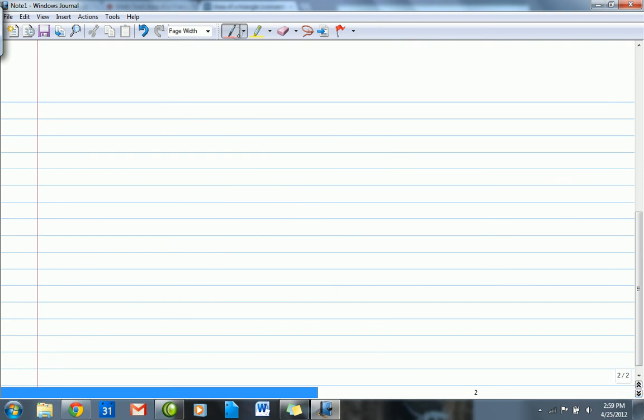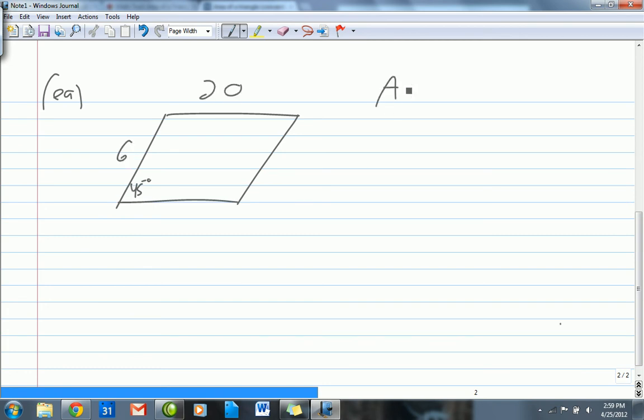So let's look at this particular example. Let's say we got this little parallelogram, and let's make those 45s. Don't really look like it, but let's pretend they are. The sides are 20 and 6. So we're looking for area. The area of a parallelogram is, of course, base times height, but remember this is 20 and that's 20, those are both 6.